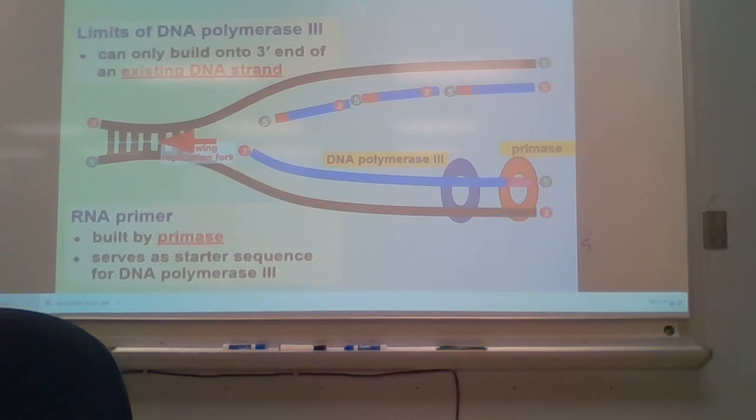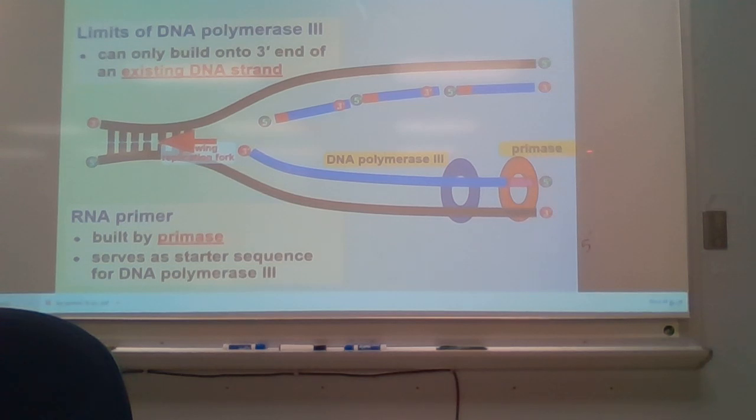Anytime we start replicating DNA, there's another enzyme that has to act first. Because again, DNA polymerase can't start adding nucleotides until it has a 3' sugar end to add to. So before DNA polymerase can start laying down those nucleotides, another enzyme comes in called primase.